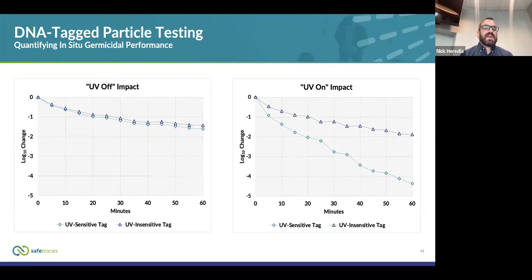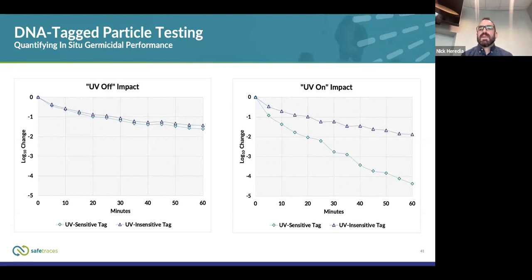And so what we're seeing here is, on the y-axis in a log 10 scale, the inactivation of the DNA tracers over time on the x-axis. When we have UV off, there's just a natural decay due to ventilation and filtration in the room and the HVAC settings, and that's shown on the left. Both tracers, the dark blue and the light blue, track very well together. And on the right, we have the UV on. So we had a UV fixture on.